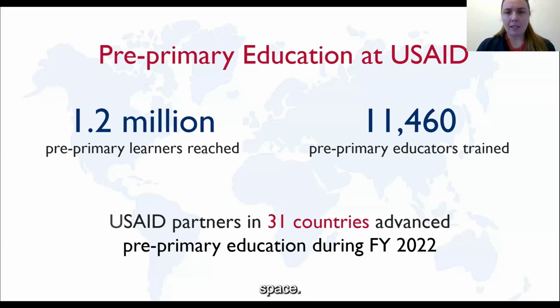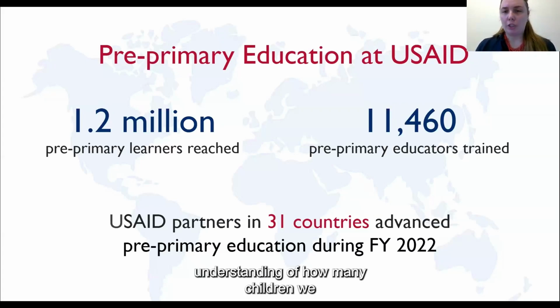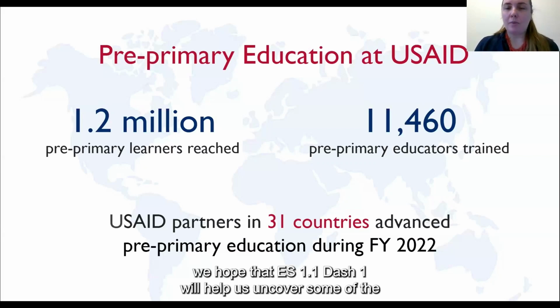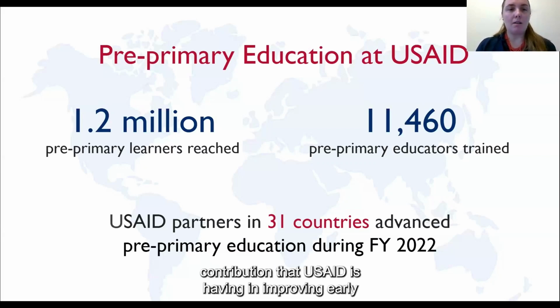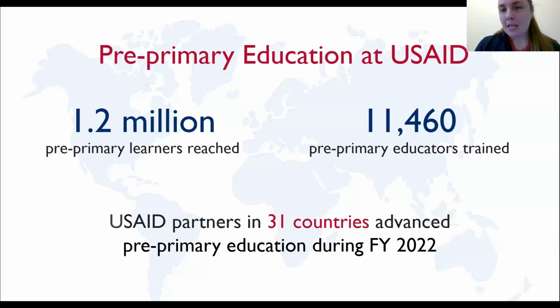pre-primary space. What these numbers tell us is that we have a good understanding of how many children we are reaching. The question that remains, though, is with what impact? And we know and we hope that ES 1.1-1 will help us uncover some of the contribution that USAID is having in improving early developmental learning skills for young children globally.